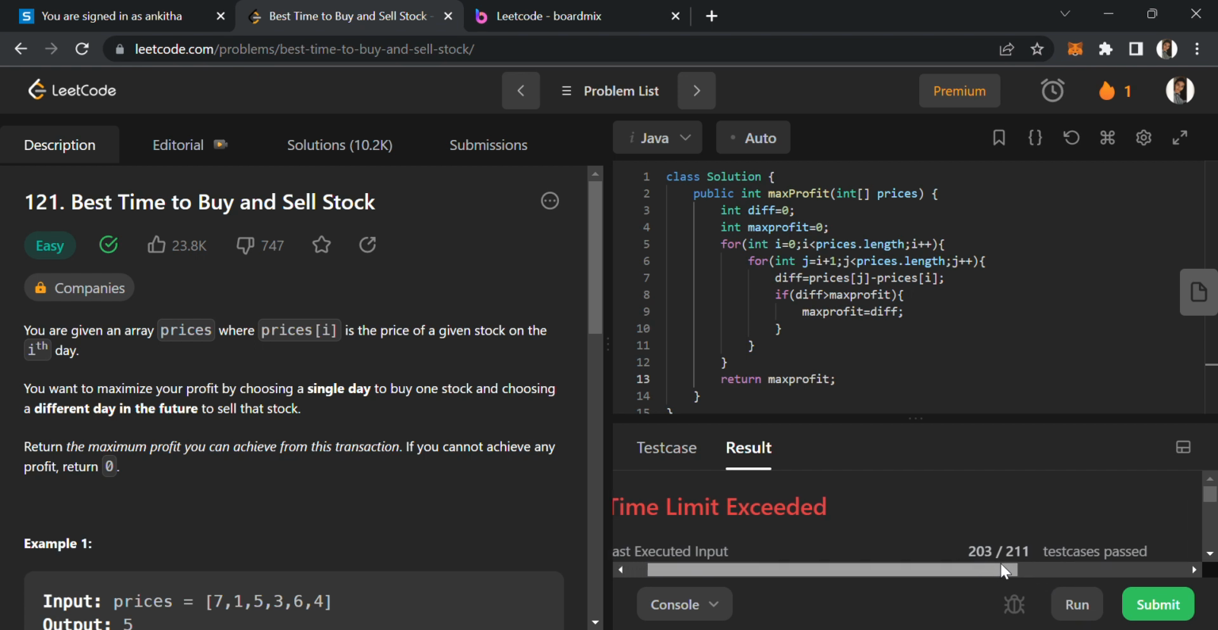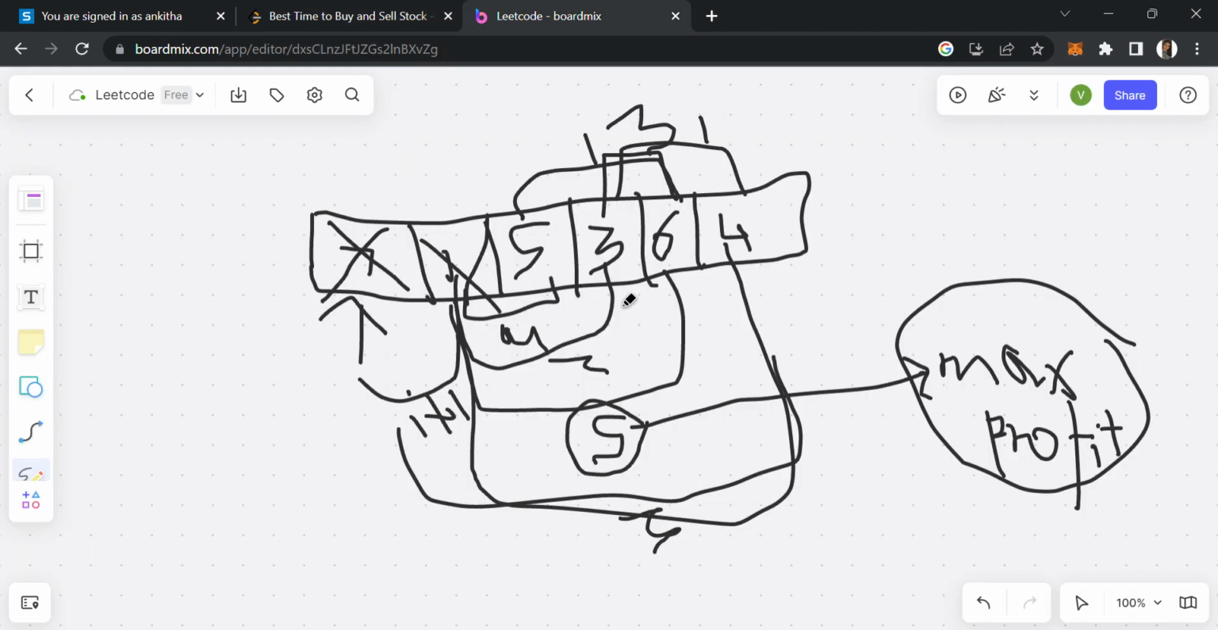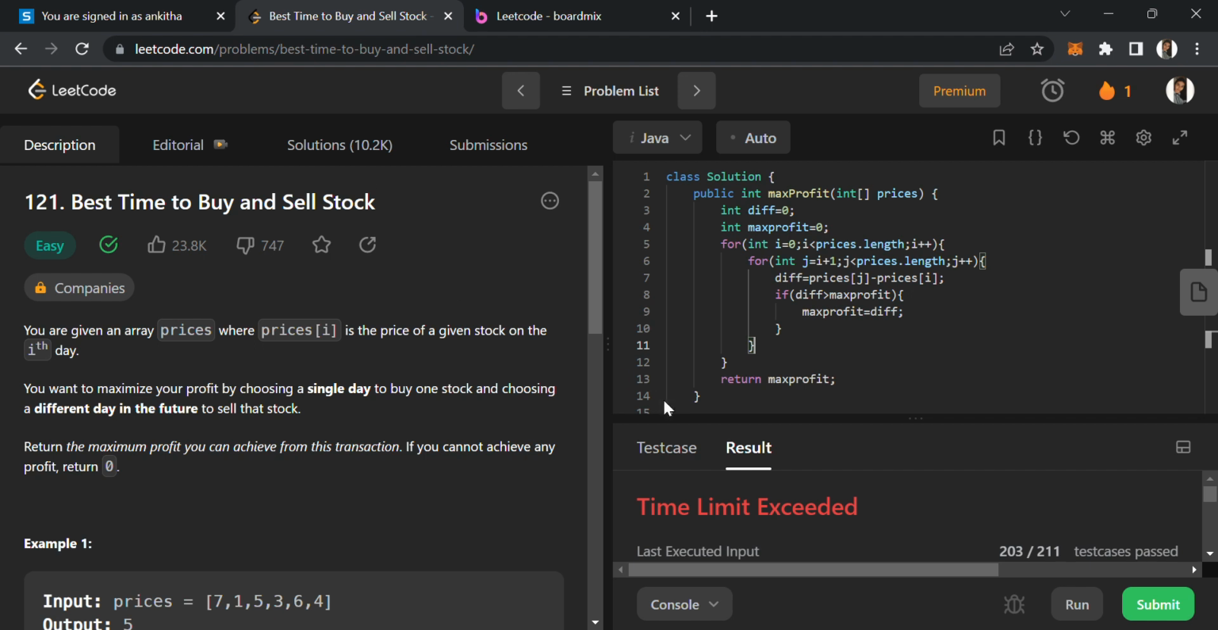So you can see here 230 of 211 test cases have passed and it's showing time limit exceeded. We have been using the brute force method, where we use two loops and compare each element with the other. What's the other possible optimal way so that you'll not get this error of time limit exceeded? That we shall discuss in the next video.